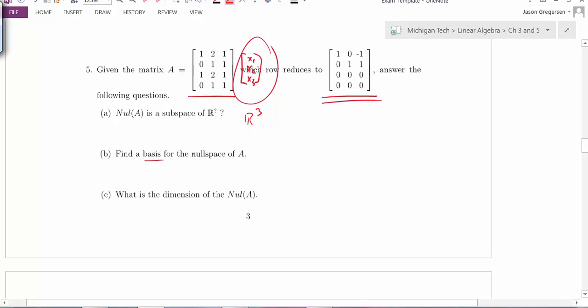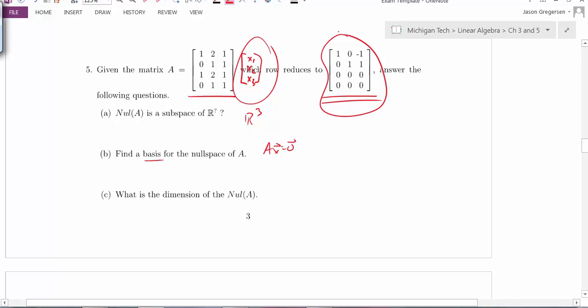Now we want to find a basis for the null space of A. To find a basis, we would find all the solutions. To solve the equation Ax equals 0, we would simply look at our matrix A and row reduce it. But we already have the row reduced version here.